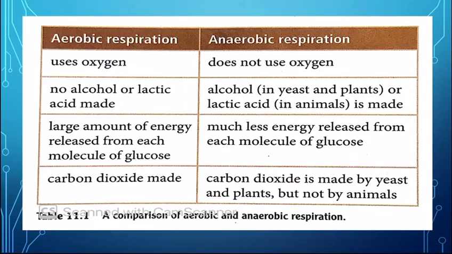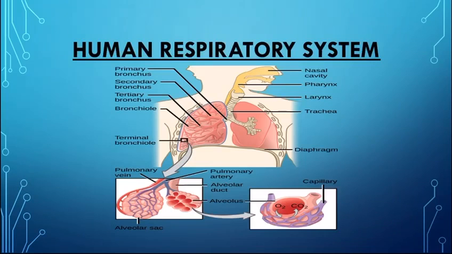So the main difference between aerobic and anaerobic is that aerobic uses oxygen while anaerobic does not use oxygen. Aerobic does not produce alcohol or lactic acid while anaerobic does. Aerobic releases a large amount of energy while anaerobic releases a small amount of energy. Carbon dioxide is made in aerobic respiration, and in anaerobic respiration it is only made by yeast and plants but not by animals.